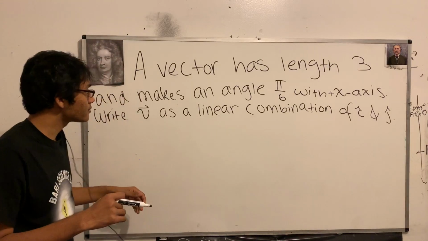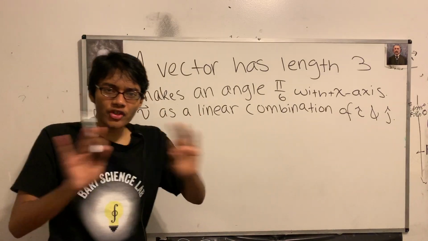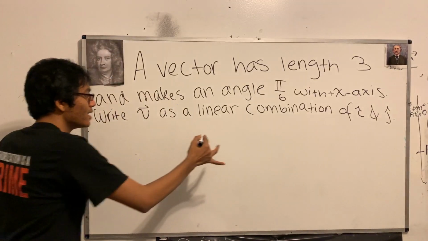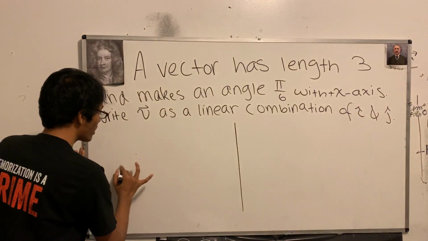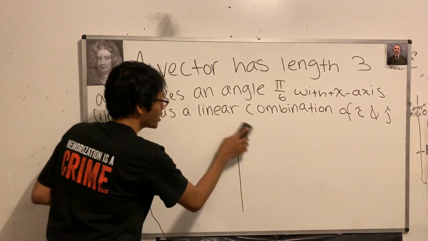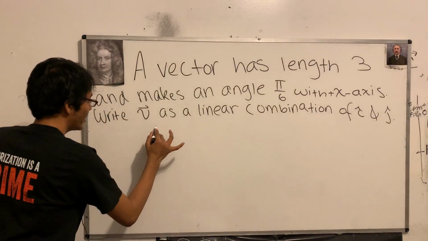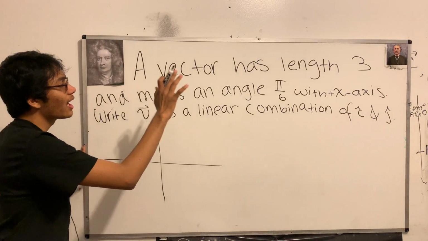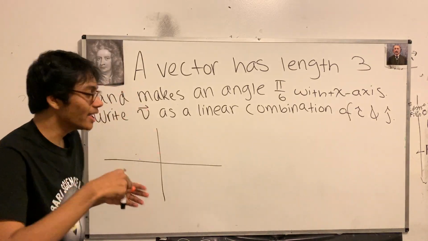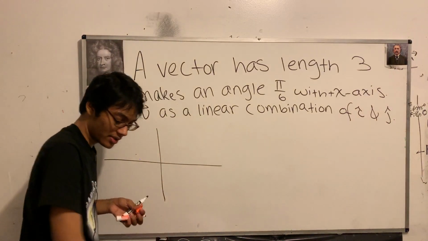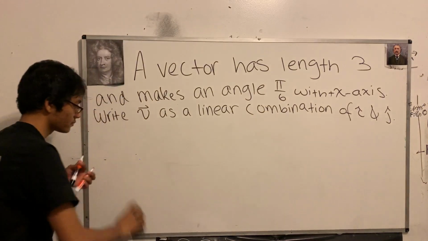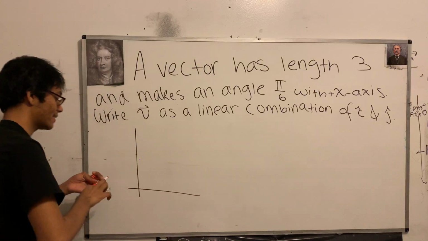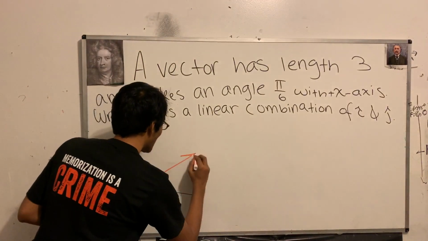Now, the first thing you want to do, first thing in any one of these vector calculus problems, is draw a picture. So let's go ahead and start by drawing the coordinate plane on the left hand side. So we have our vector of length 3. Let's draw our vector in orange, and it's going to make a certain angle with the x-axis, and the angle is going to be pi over 6 radians.